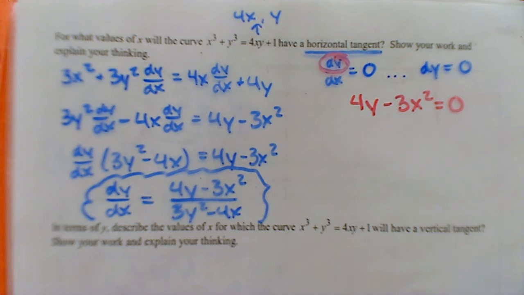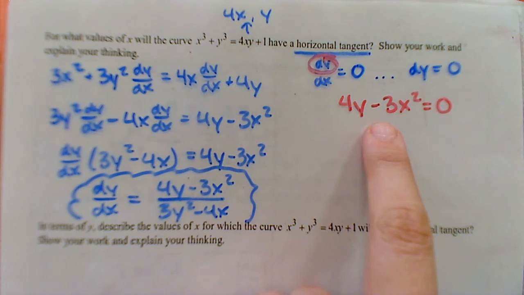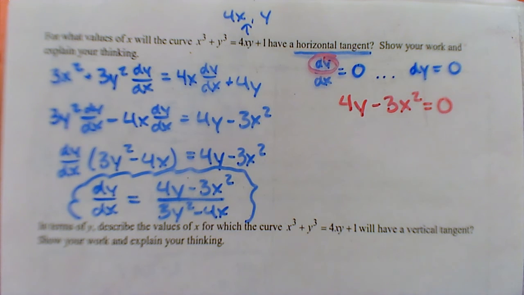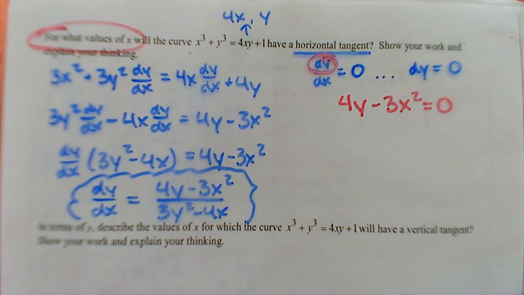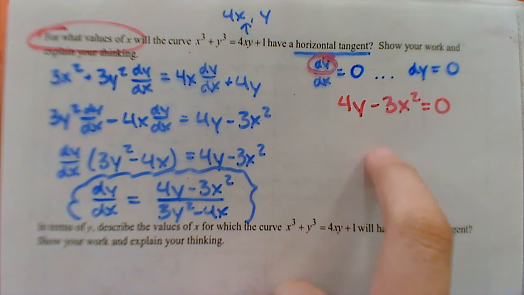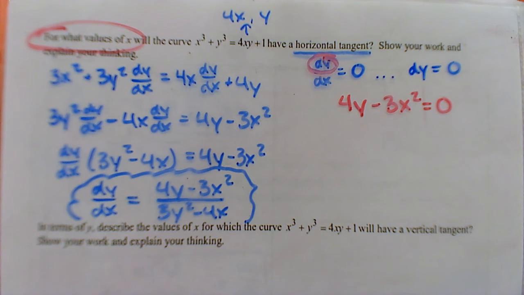All right, now do any of you see an issue with this? That equation we have, yeah? We still got a y in there. We still have a y, okay? For what values of x? Okay, that's the main question here. For which values of x will this be true? And we have one equation with two variables in it.